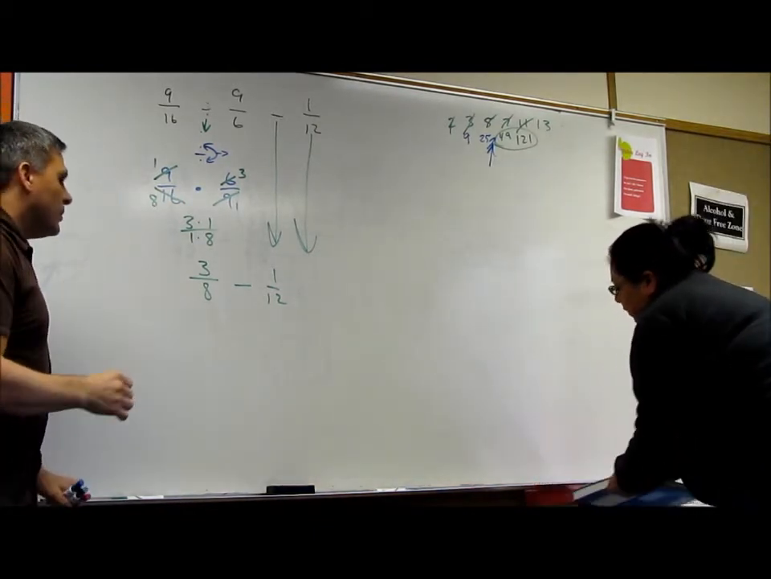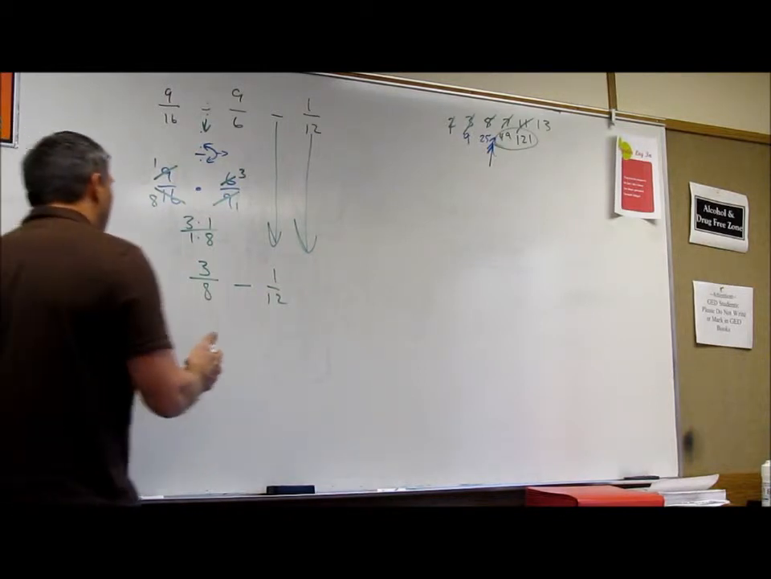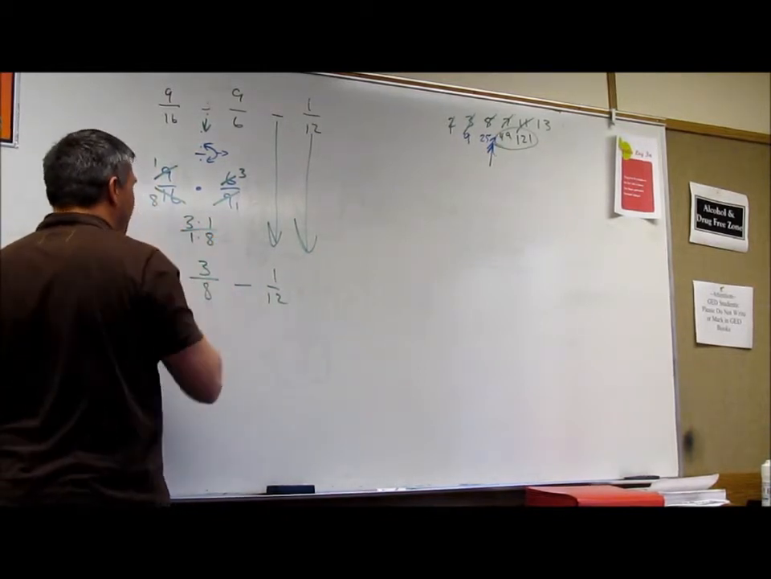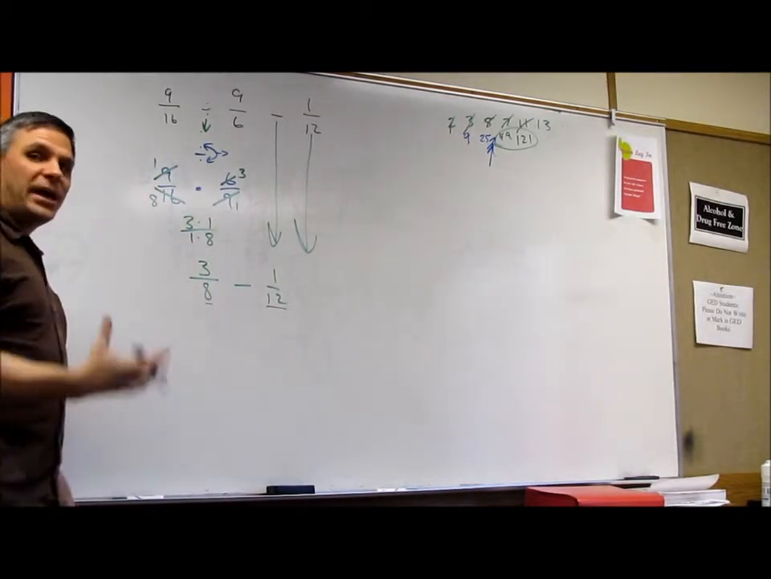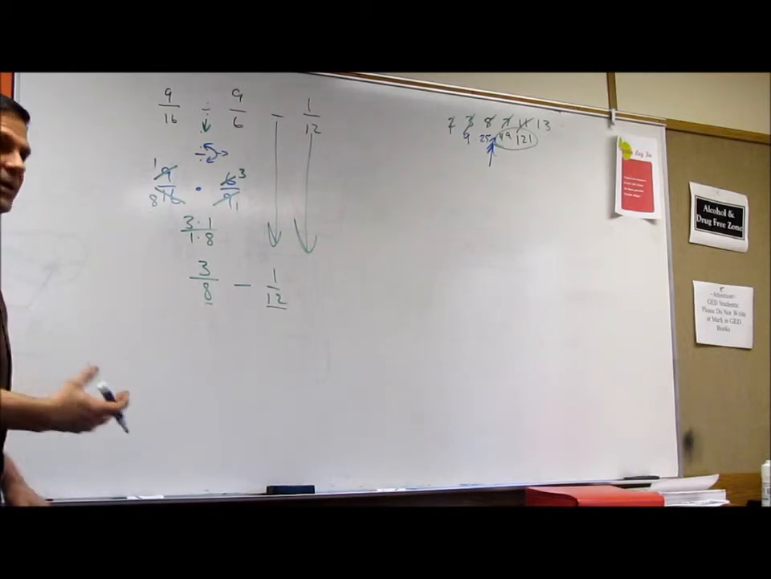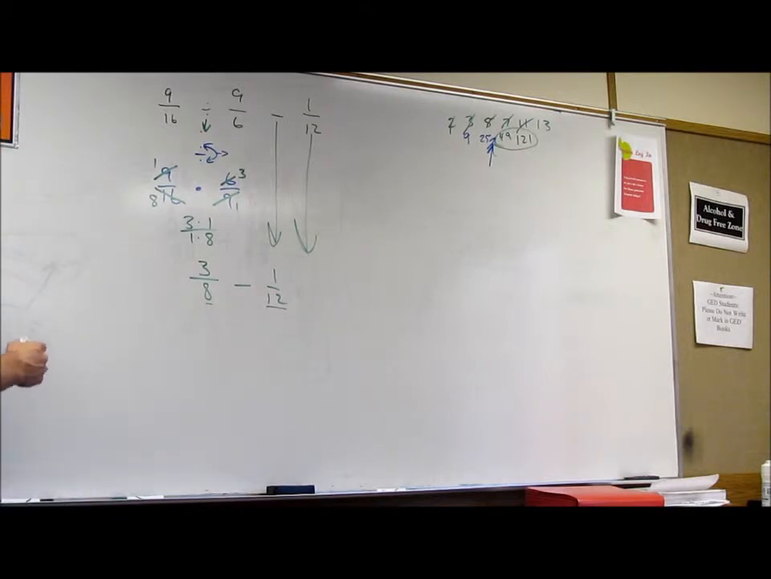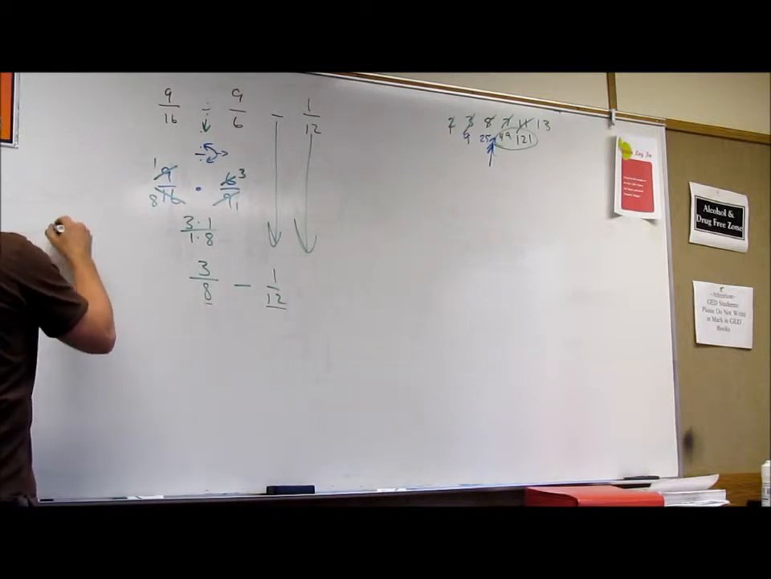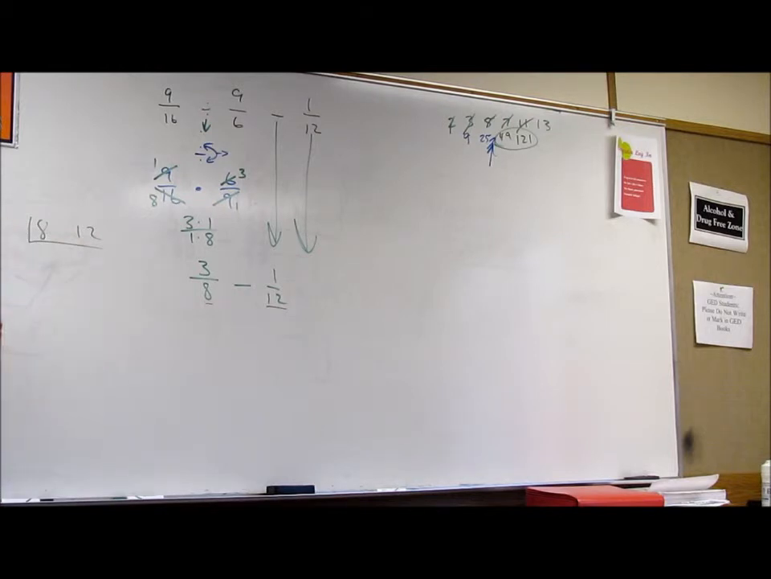Okay, so from there, I'm taking the 3/8 minus 1/12. Alright, so what does that mean? I've got to have these be the same. They're minusing, so they have to be the same. Okay, so they have to be the same. So what is that? That's 12, 8, and 12. So I need to find the lowest common multiple.